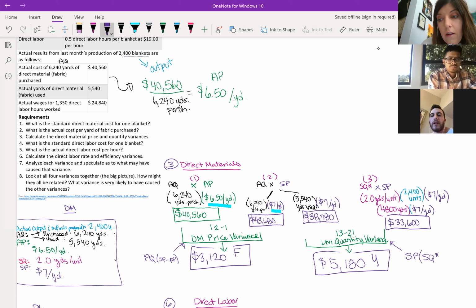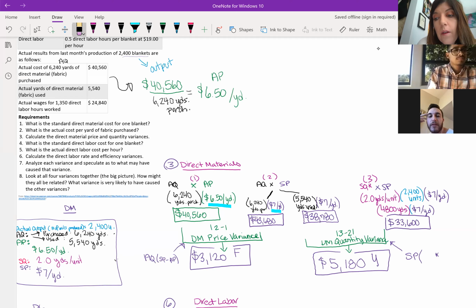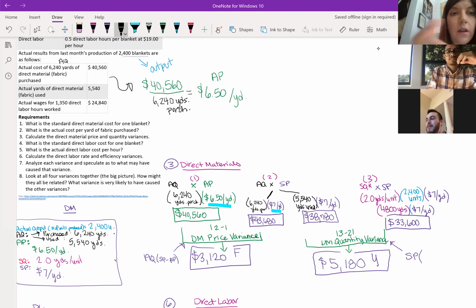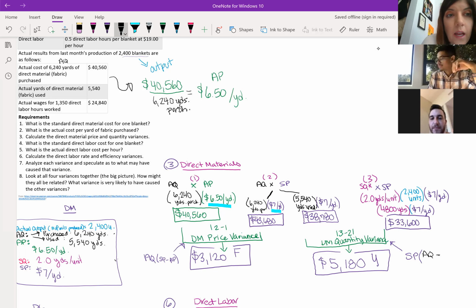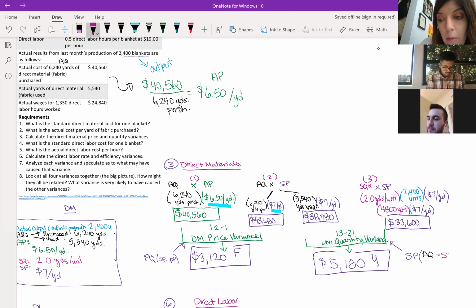I've got a question. Why is the purchased quantity relevant? Oh, it's relevant for the direct material price variance. I just realized that, because we don't ever use it when we do the quantity variance, but we use that for the price variance. Yeah, you use it for the price variance. Never mind. So with the standard price, you're taking your standard price times the difference between your actual quantity and how much you should have used based on your output, standard quantity allowed.